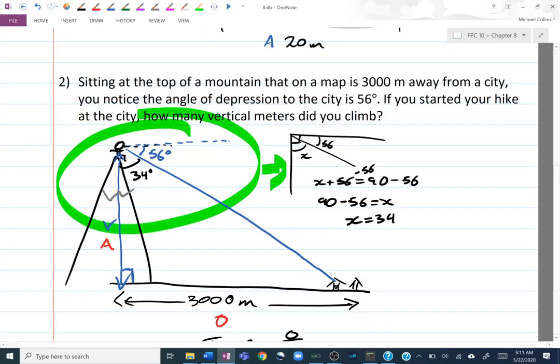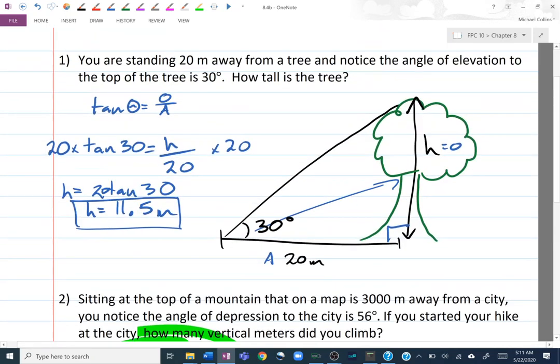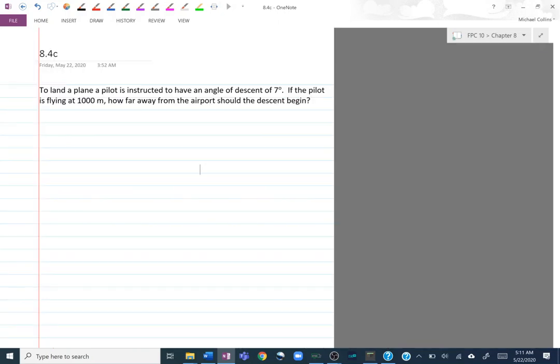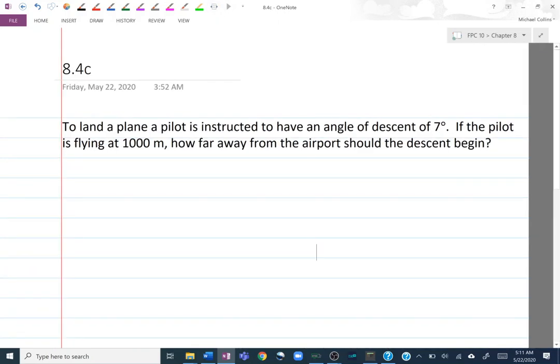So that was angle of elevation from a horizontal up, angle of depression from a horizontal down. Let's look at our last example. To land a plane, a pilot is instructed to have an angle of descent of 7 degrees. If the pilot is flying at 1,000 meters, and I think this is supposed to be an altitude, how far away from the airport should the descent begin?